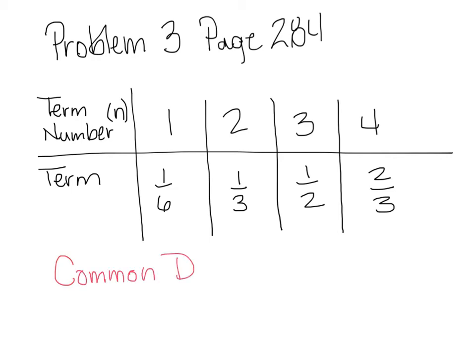Common denominator. Okay, for this arithmetic sequence, your common denominator is what? What is the least common multiple of the numbers 6, 3, and 2? I hope you said 1/2. I'm sorry. I hope you said 6.